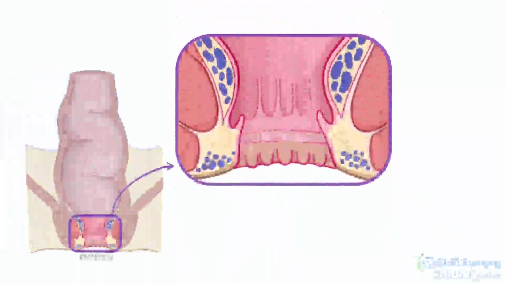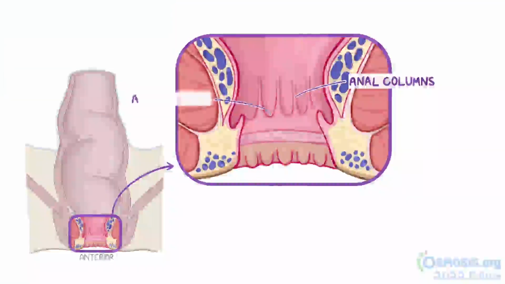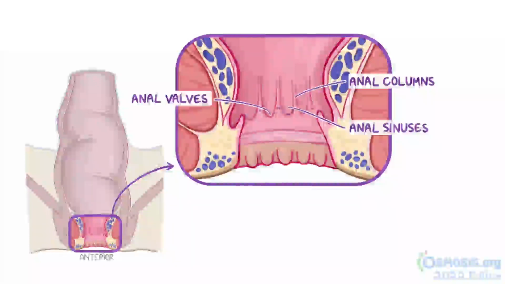Inside the anal canal, there are the anal columns, and at their lower ends, there are the anal valves, which have a small space above them called the anal sinuses. Finally, the lower borders of the anal sinuses and valves form an irregular line called the pectinate line, which is a landmark that marks important anatomical changes.